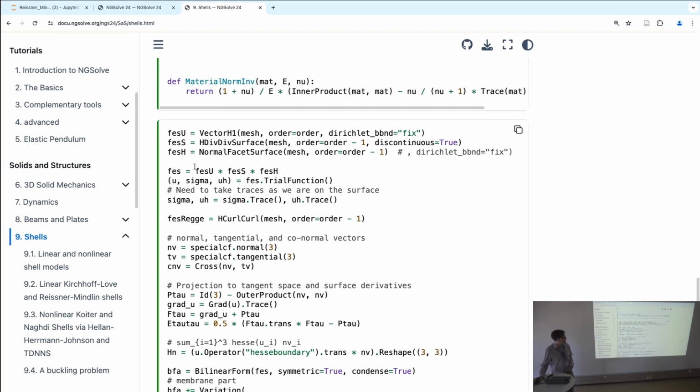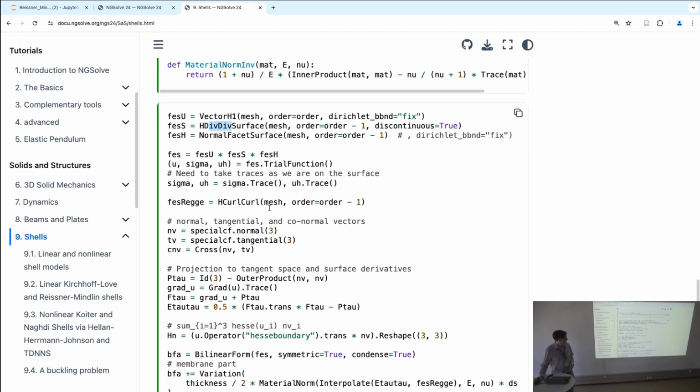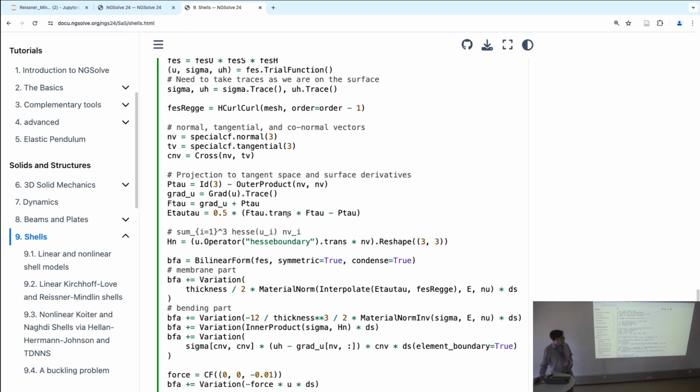I come to it a little bit later, where we use a similar method like the TNT method. So we also use the H(div div) element, but it's then called the Hellan-Herrmann-Johnson method. And as we're on the surface, a little bit changes. So we always have a normal vector on each edge. We also have a tangential and a co-normal vector.